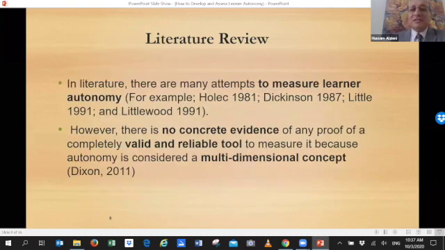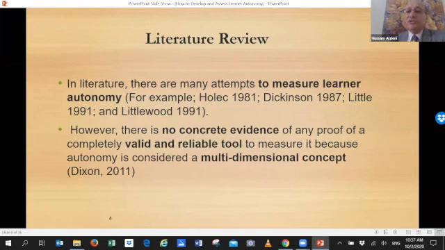So the question that came to my mind was, how can I measure it? By reviewing the literature, there are some attempts to measure learner autonomy, but there is no concrete evidence of a valid and reliable tool. Most of these attempts were just taking some surveys from the students.